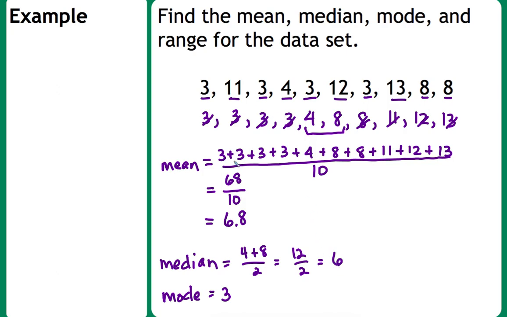And finally, the mode happens the most. We just have one mode. 3 happens 4 times, so 3 is the mode.